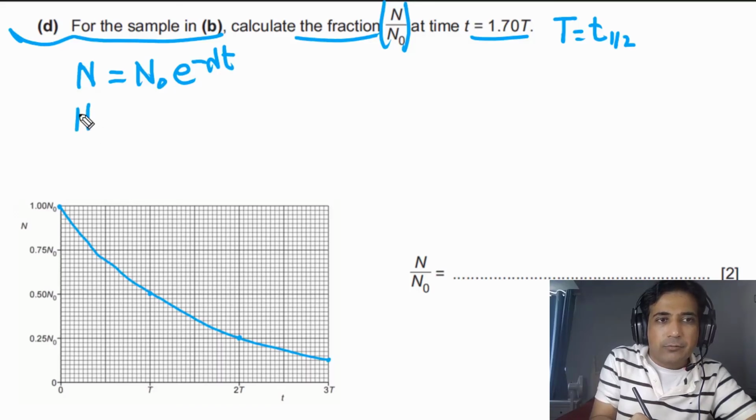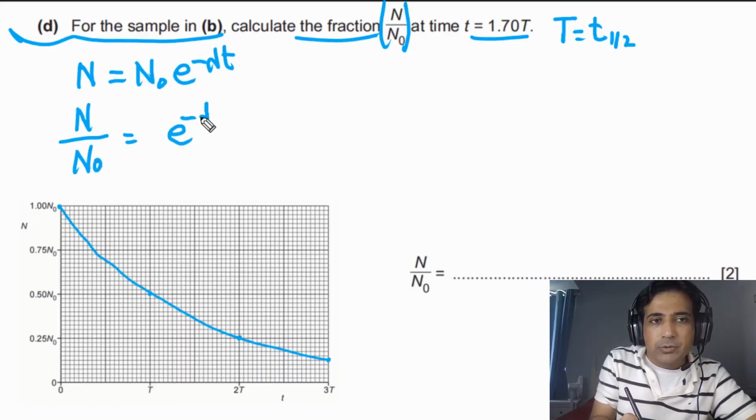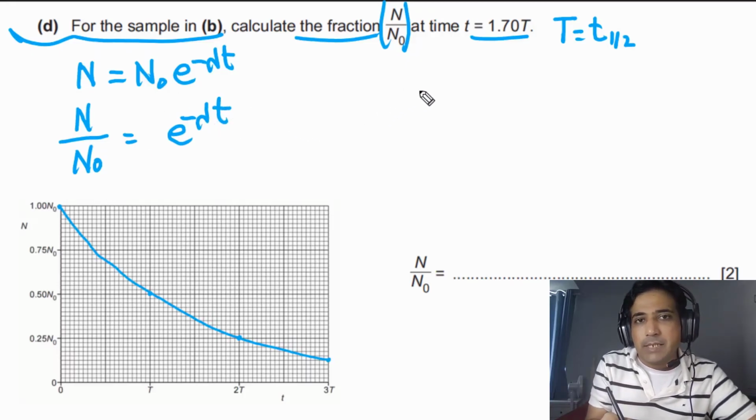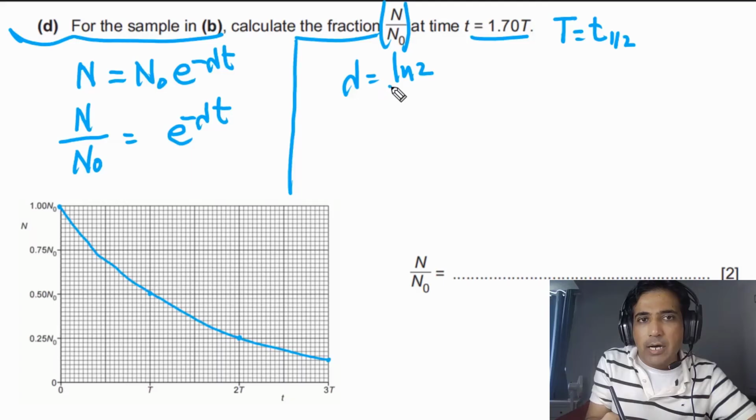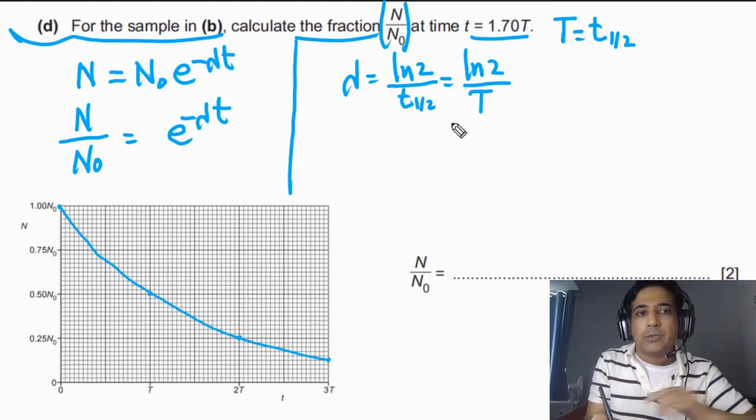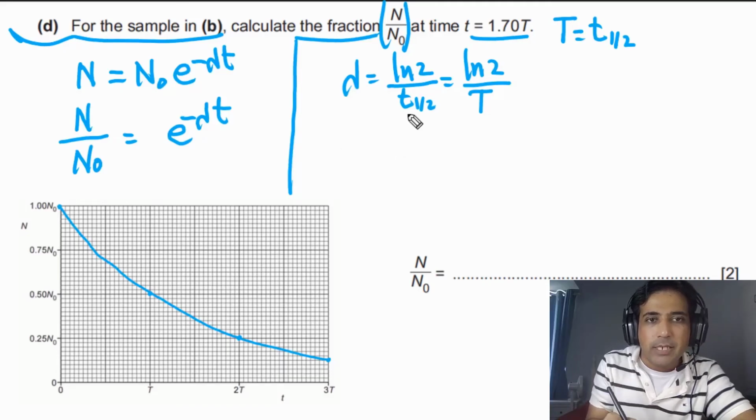We need to calculate the fraction, so we can divide by n naught on both sides. We will get n over n naught, and this is equal to e to the power of minus lambda t. But the value of lambda is not given to us. But we understand lambda is equal to ln 2 over the half-life, t 1 by 2, 1 half-life. And 1 half-life in this case is equal to capital T. So now we can plug in the value of lambda here and simplify.